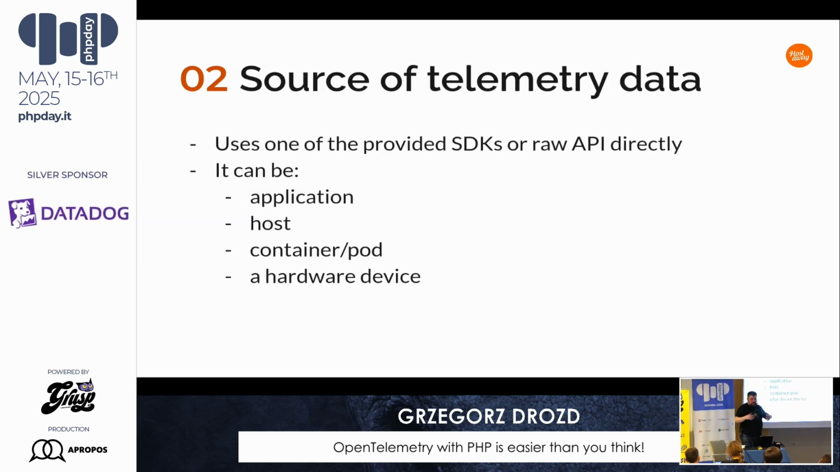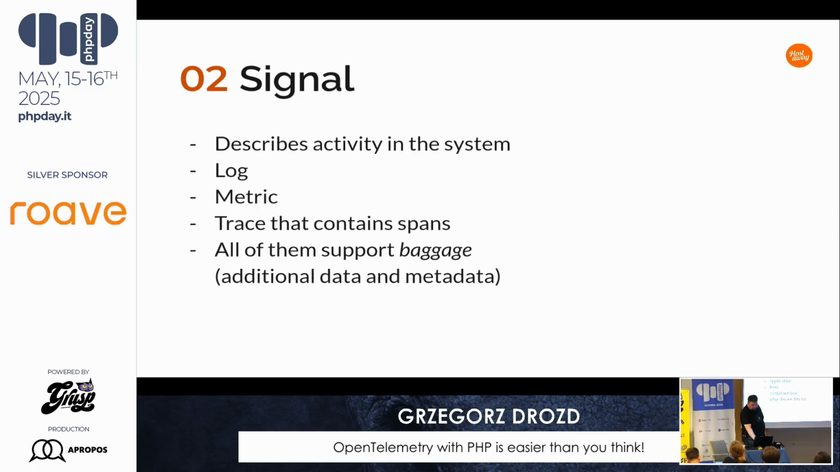The source can be anything we want. It can be application, it can be host, it can be a container, pod, a hardware device, a server itself can be also instrumented. Anything we want. The instrumentation data is referred as a signal. It describes an activity in the system. It can be a log, it can be a metric, it can be a trace that contains a span. And to all of those signals, we can attach metadata in form of a baggage.